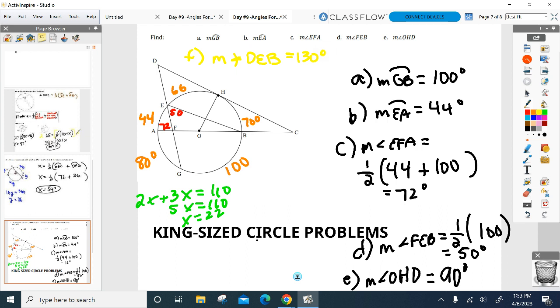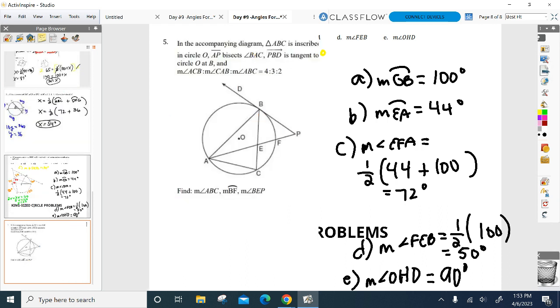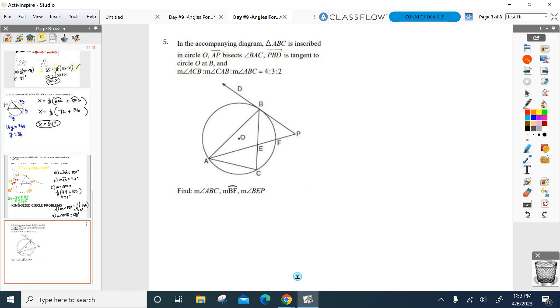Hey, sometimes it won't take a circle fact. So just don't get stuck in your mind thinking, oh, I need a fact. Sometimes you don't. It's just as easy as linear pairs are supplementary. Okay. So it's not all circle facts. One more and then you're on your own.